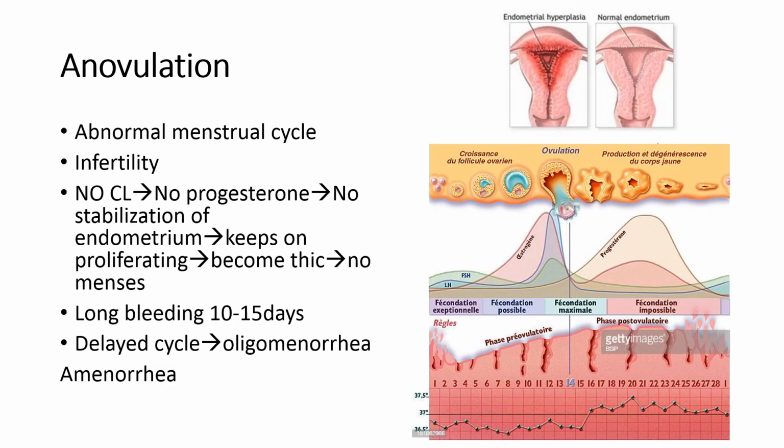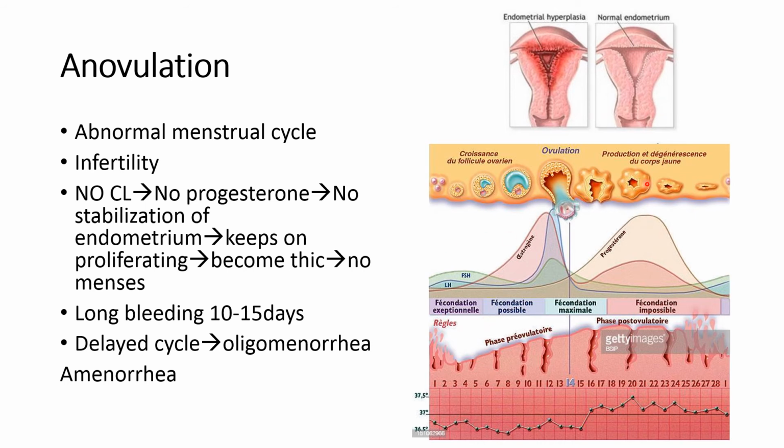So anovulation due to hyperandrogenism in PCOS would affect the menstrual cycle, and there would be delay in menses. There would be no ovulation, so there would be no ovum released into the fallopian tubes, and there would be no fertilization. There would be infertility, and we know there would be no corpus luteum formed because no ovulation would occur in PCOS.